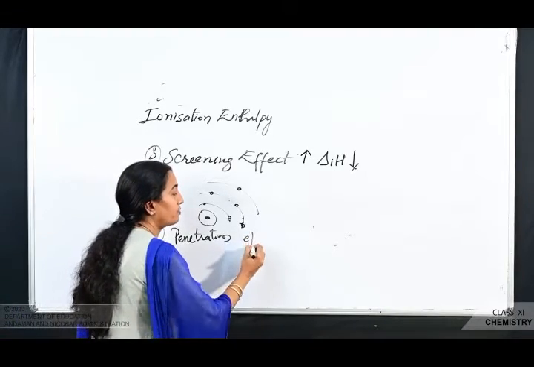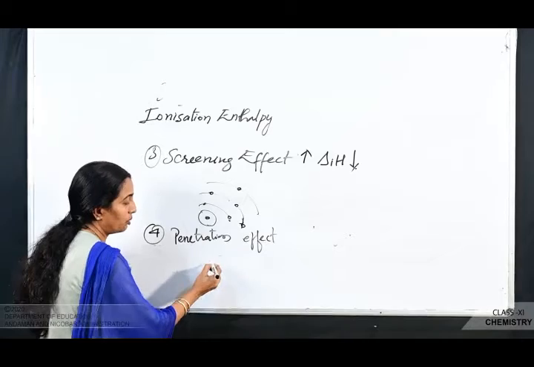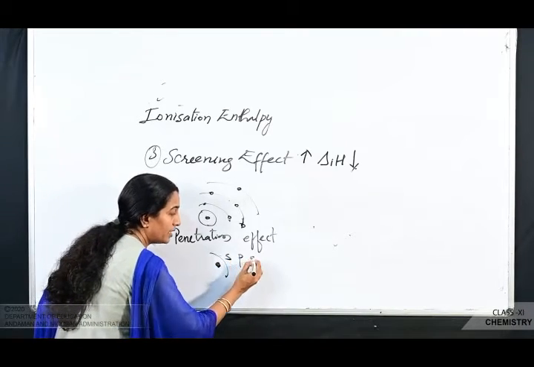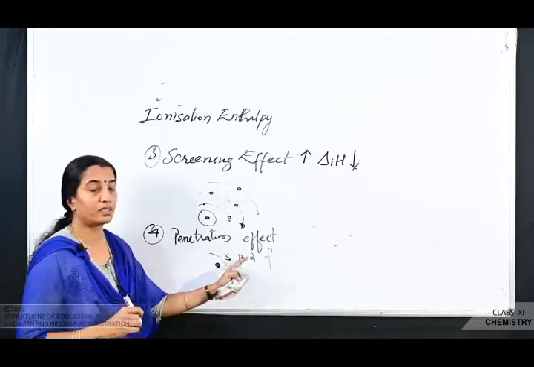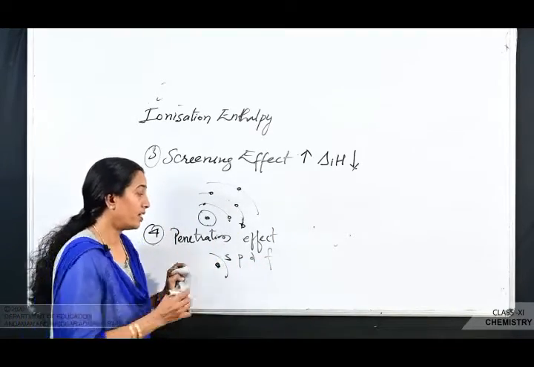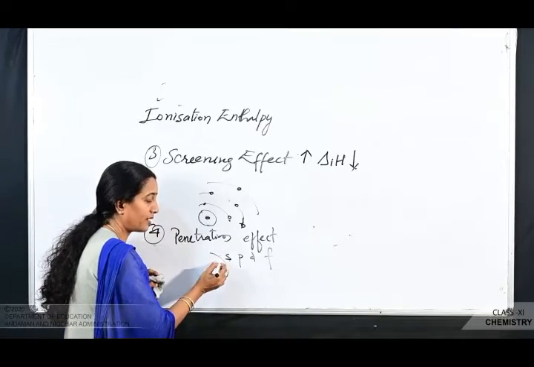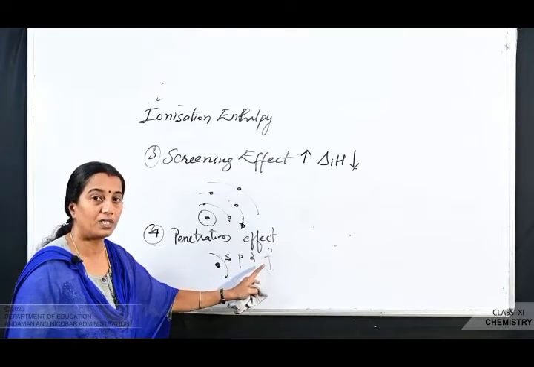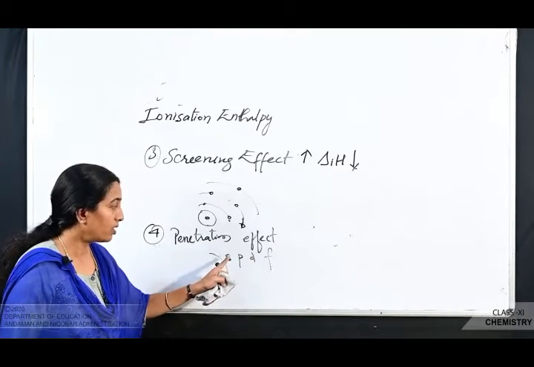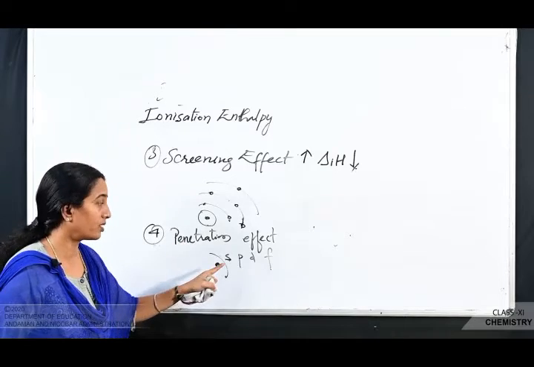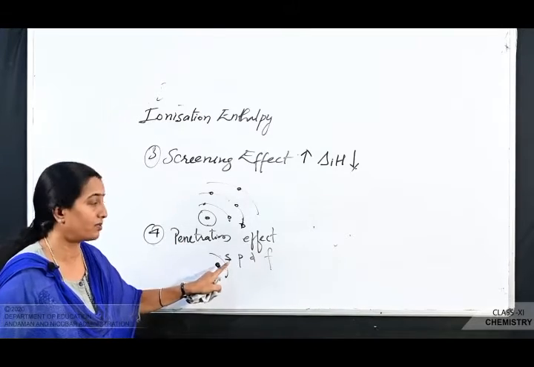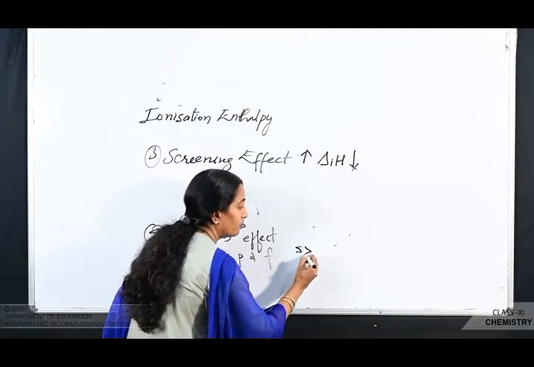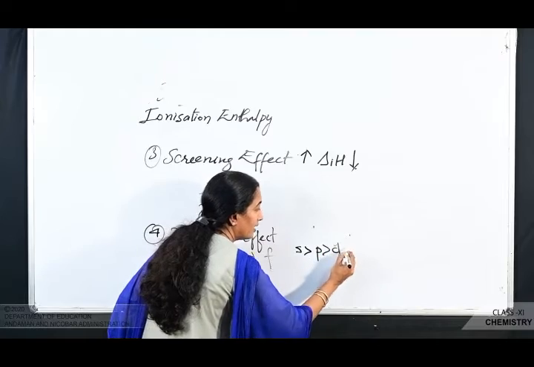Penetration effect of electrons. Remember, in the same energy level, s, p, d and f subshells are present. The s subshell is nearer to the nucleus as compared to p, then d, then f. Which one will experience the more attractive pull? The electron in the s subshell. So the penetrating power for s is greater than p, then d, then f.